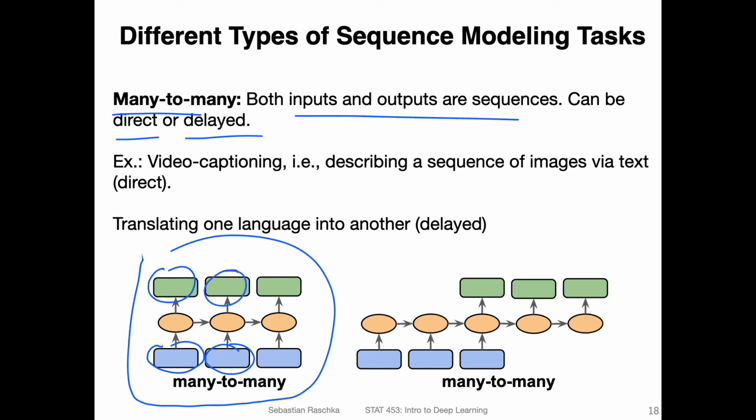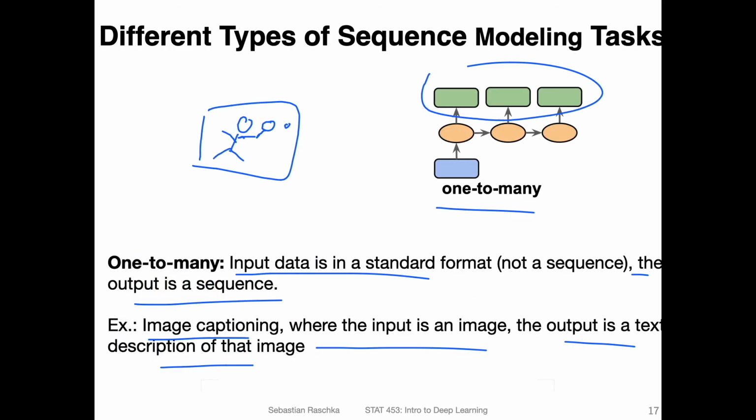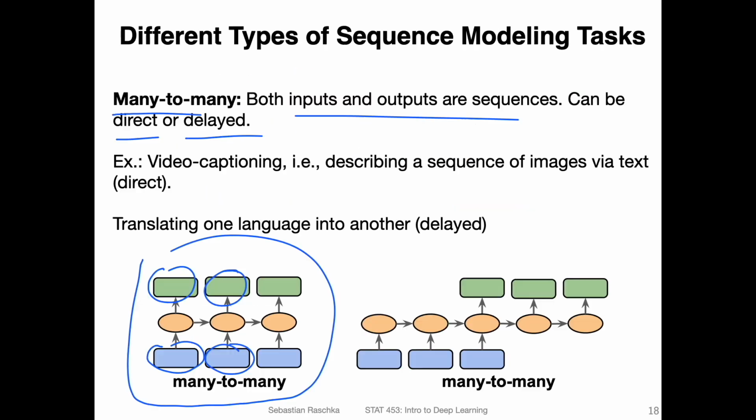And this could be, for instance, video captioning. So for instance, if you have a video which consists of multiple frames, where each frame is an image. So if I go back one slide, each frame would be a one-to-many task, but when you think of a video, you have multiple of these frames, it would then be generating a description for each input.